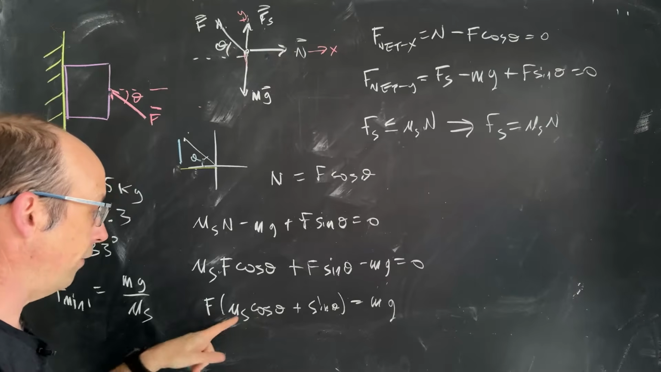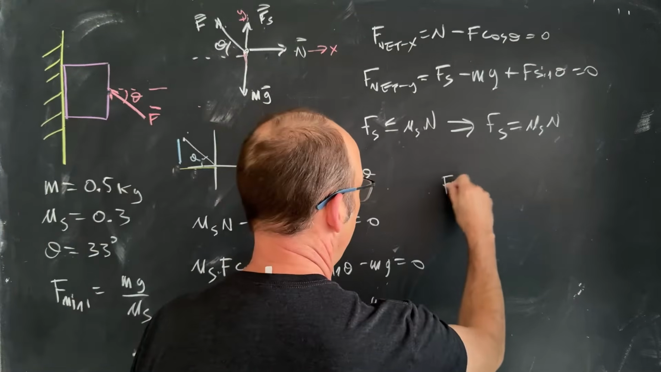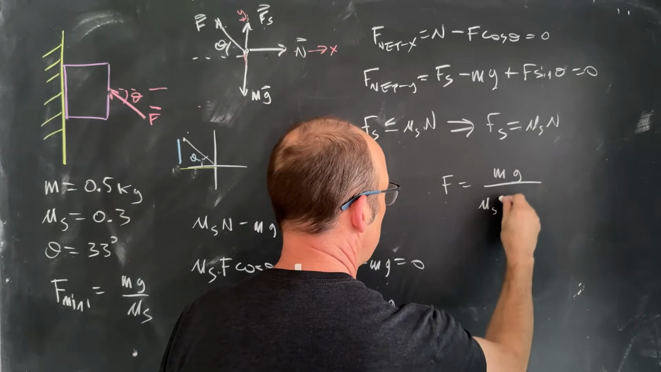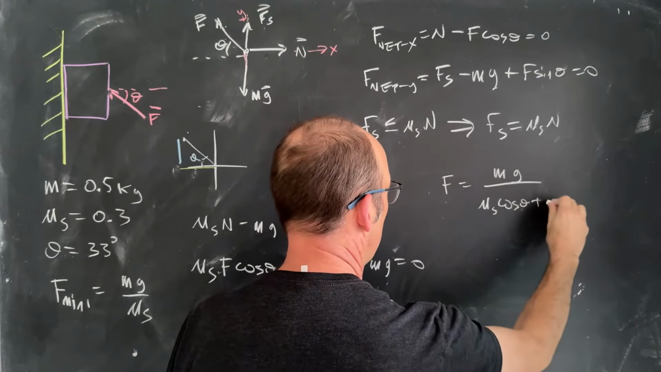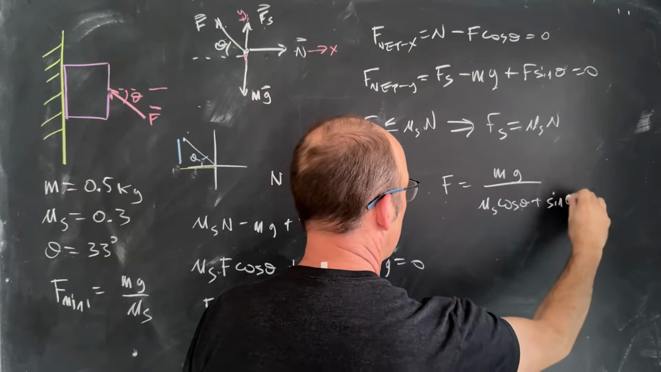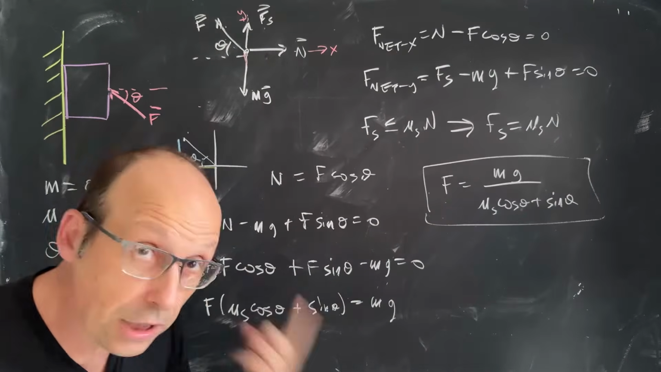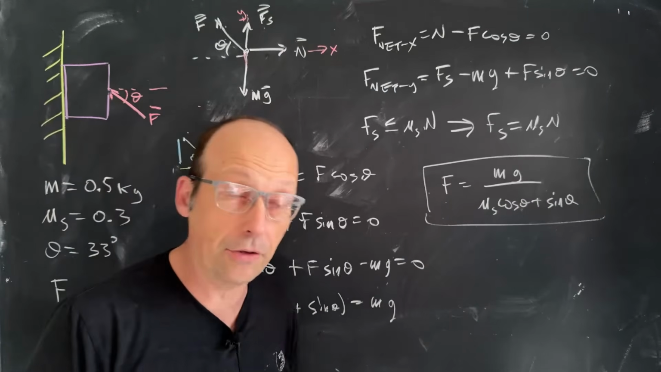Now I can solve for f by dividing by that. And I get f equals mg over mu_s cosine theta plus sine theta. And we can plug in our numbers, but I'm going to check first. Let's check our value, our answer here.